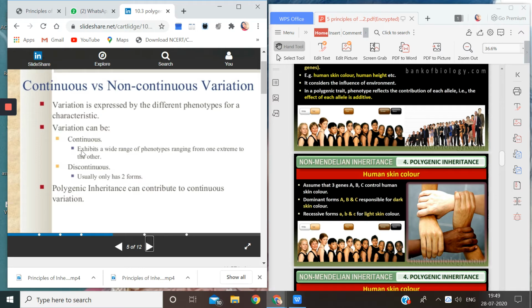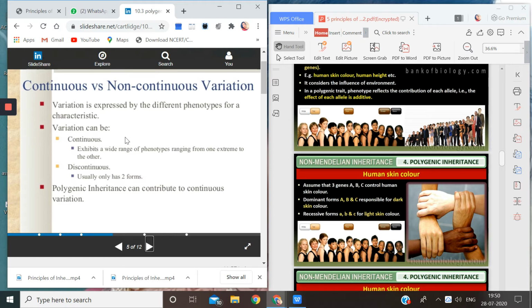That means it exhibits a wide range of phenotypes ranging from one extreme to the other. If the variation is continuous, like we started with skin color, it ranges from very bright, to less bright, to even less, and then to dark. So this is a wide range of colors, from one extreme end to the other extreme end.